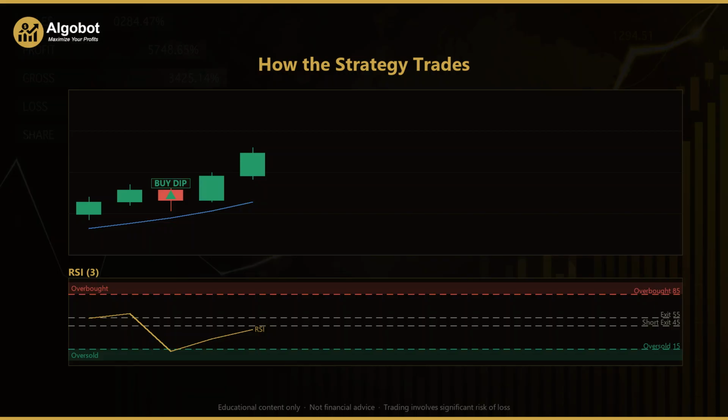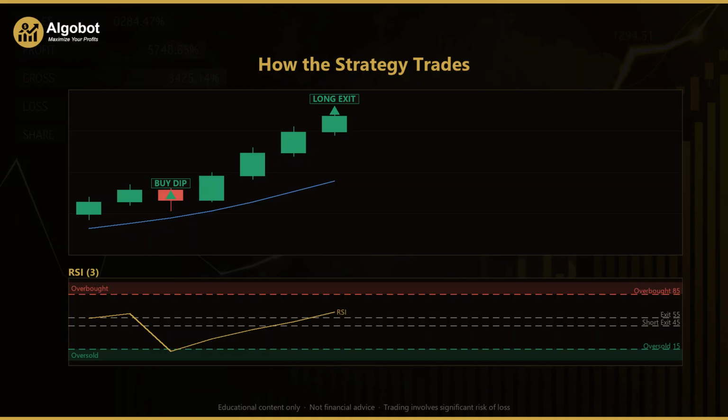Notice what the oscillator does underneath. Because it is so fast, it plunges straight down into the oversold band, at or below 15. Now all three long conditions are satisfied at once. Price is still above the rising average, the trend is intact, and the pullback has pushed the oscillator to an extreme. The strategy signals a buy, and you can see the buy entry marker appear right at that dip.